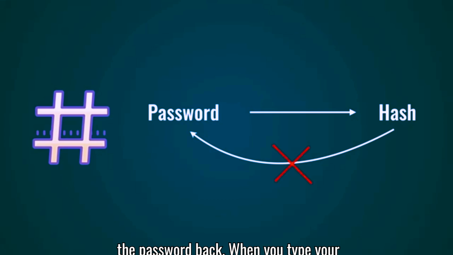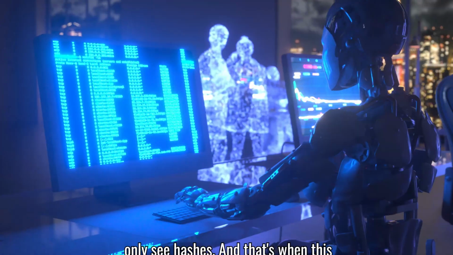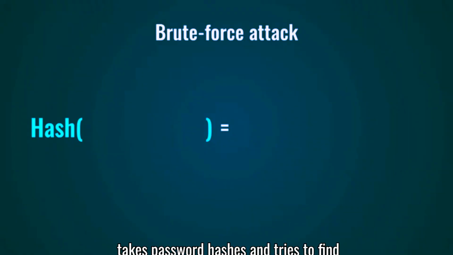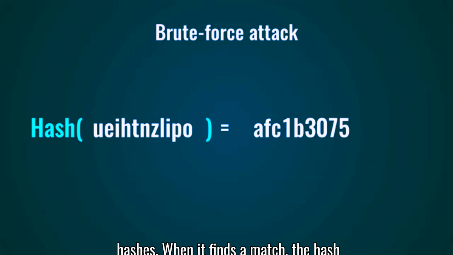When you type your password into a login box, your computer doesn't compare the actual password. It hashes the password you typed and compares hash to hash. If they match, then you'll be granted access, and if it doesn't, you get denied. So websites and apps don't store your real password in plain text. They store the hash of your password. Because if someone breaks into the database, they won't directly see your password. They'll only see hashes. And that's where John the Ripper comes in. It takes password hashes and tries to find plaintext passwords that produce the same hashes. When it finds a match, the hash is cracked.